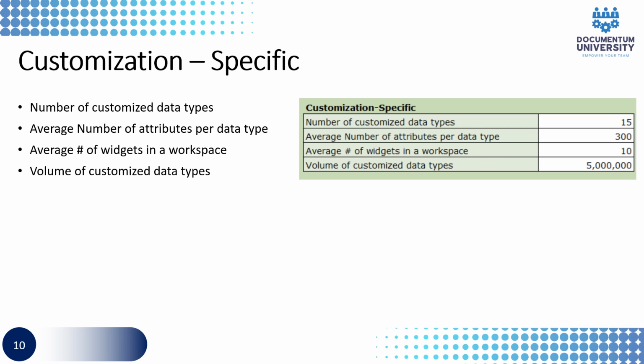It is important to know the average number of attributes per data type as it will impact the size of the database and will also affect the query performance. The third parameter is the average number of widgets in a workspace for the D2 application. This parameter refers to the average number of widgets that are used in a workspace. The number of widgets in the workspace can impact the response time.